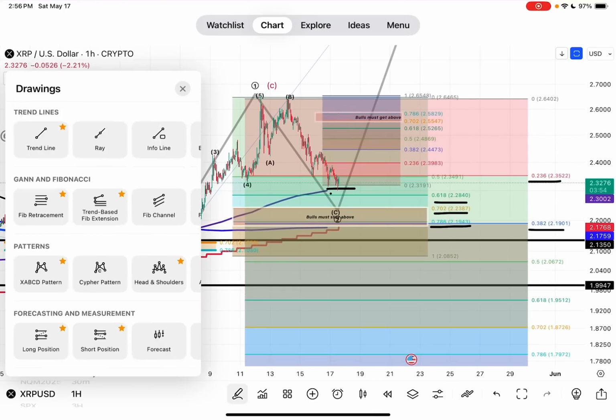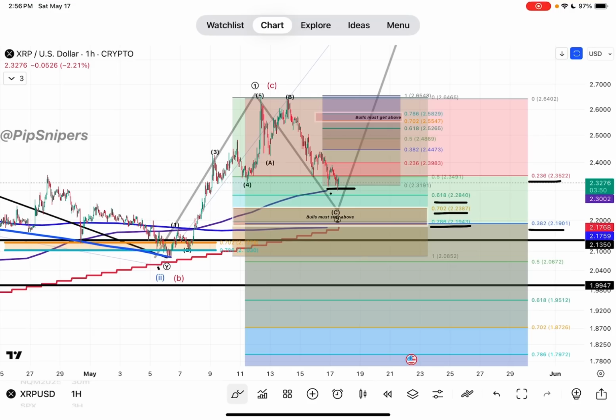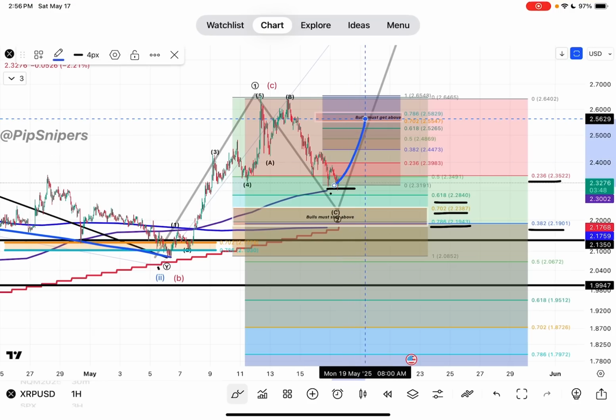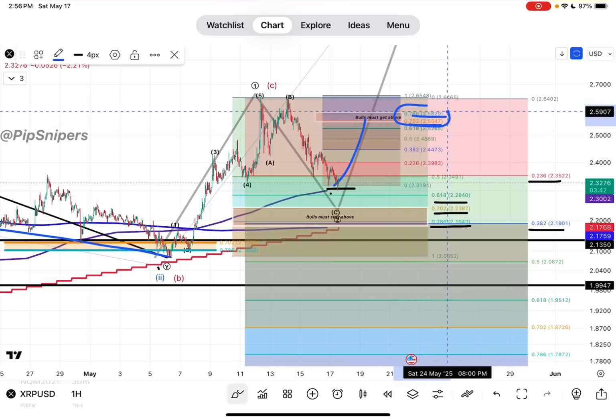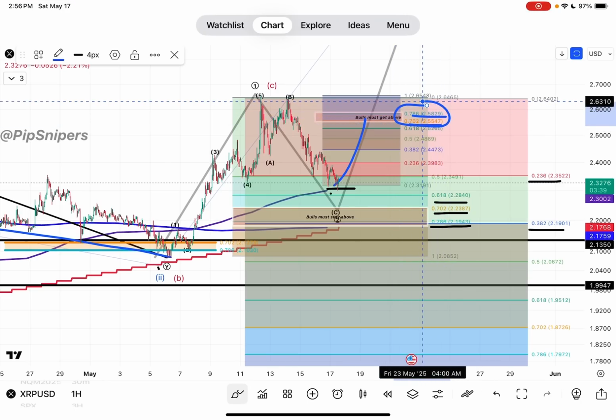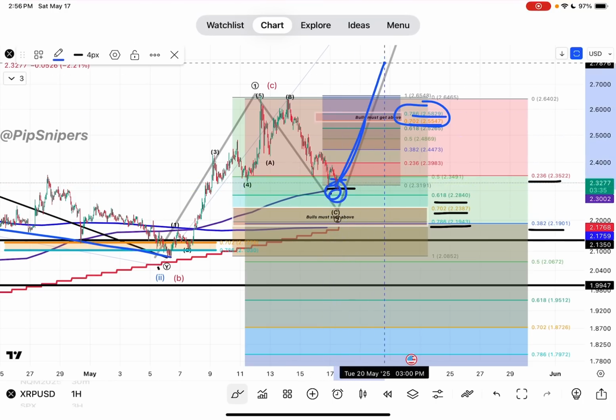Now, if we start moving up from here and we don't go down anymore, this is the level that I would want to see get breached: 2.5547 and 2.5829. Once you get above these two levels, then we can say that our subwave 2 of 3 is in, and now we're going up for subwave 3 of 3, okay?